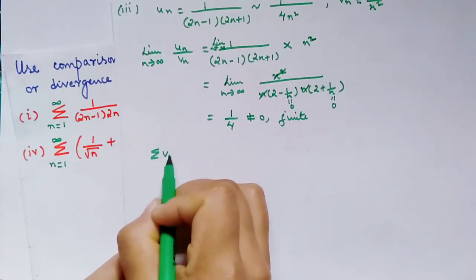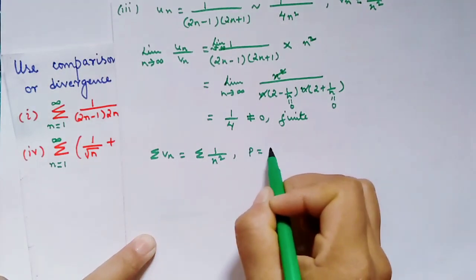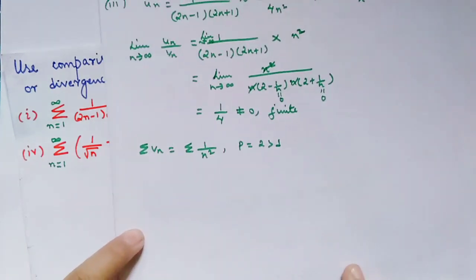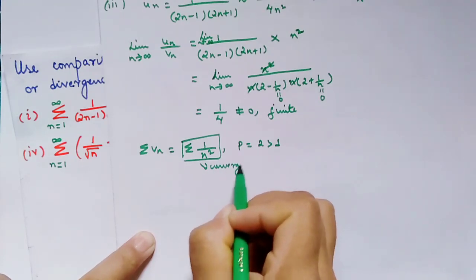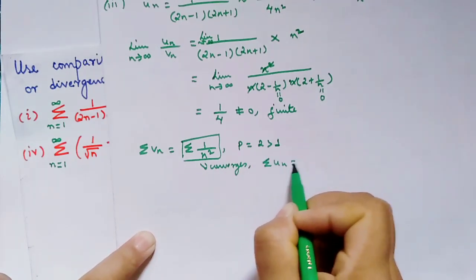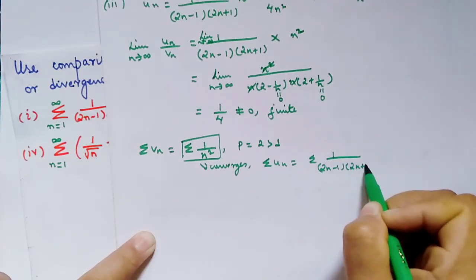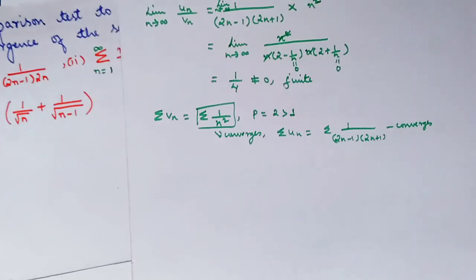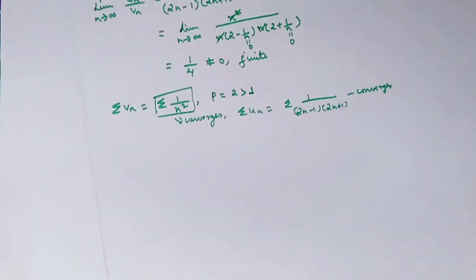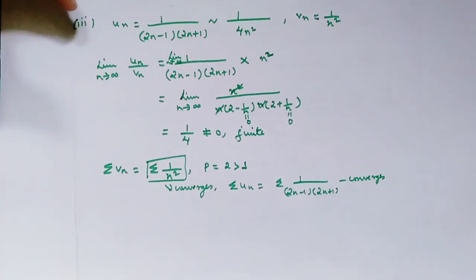So now take Vn, summation 1 upon n square. This one is again a p series with p equal to 2, which is greater than 1. Since p is greater than 1, this series converges. So if Vn converges, Un also converges by the comparison test. So this is how we use the comparison test to check whether a given series is convergent or divergent.